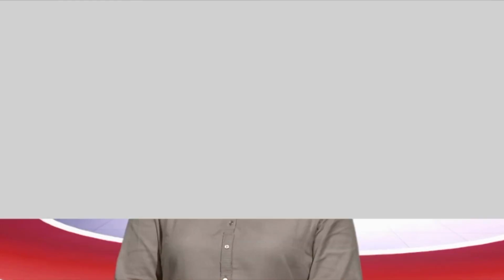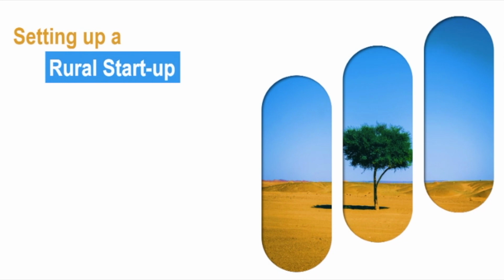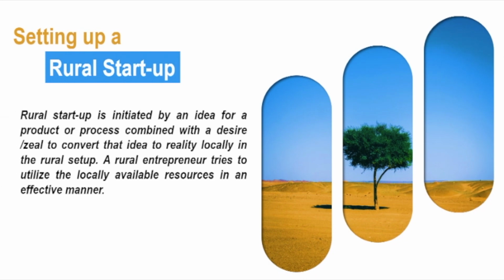Now, setting up a rural startup. A rural startup is initiated by an idea for a product or a process combined with the desire and zeal to convert that idea to a reality locally in the rural setup. A rural entrepreneur tries to utilize the locally available resources in an effective manner. According to the KVIC, the village industries are divided into 7 heads as given below.